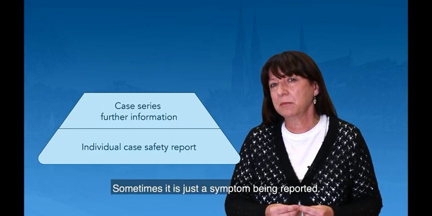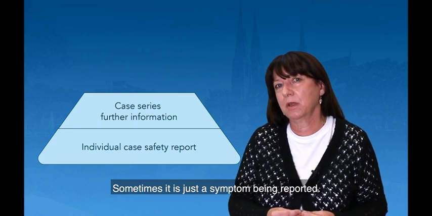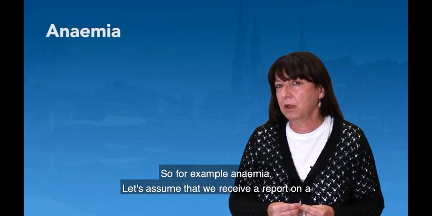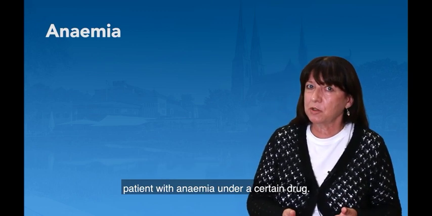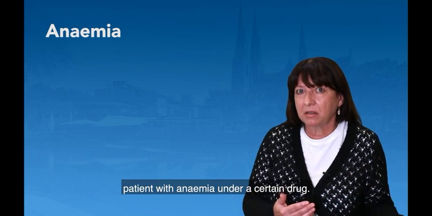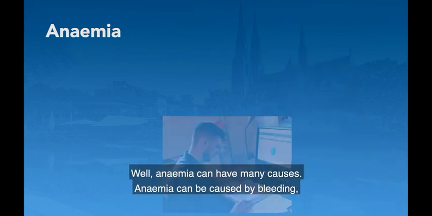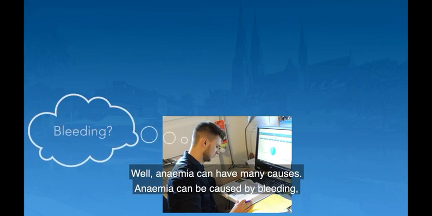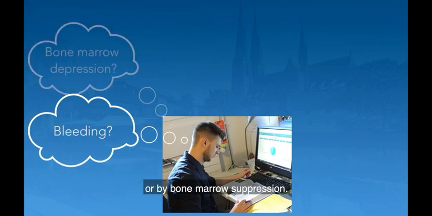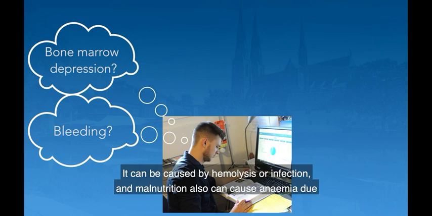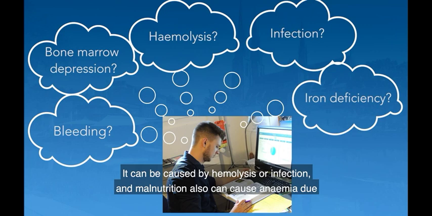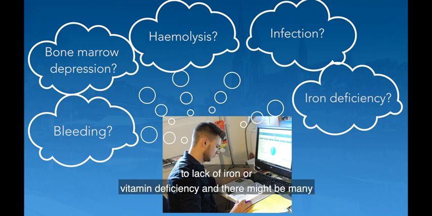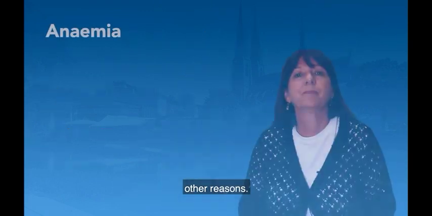What is this? Sometimes it is just a symptom being reported. So, for example, anemia. Let's assume that we receive a report on a patient with anemia under a certain drug treatment. Well, anemia can have many causes. Anemia can be caused by bleeding or by bone marrow suppression. It can be caused by hemolysis or infection. And malnutrition also can cause anemia due to lack of iron or vitamin deficiency. And there might be many other reasons.